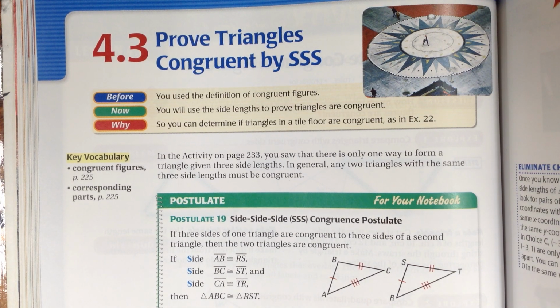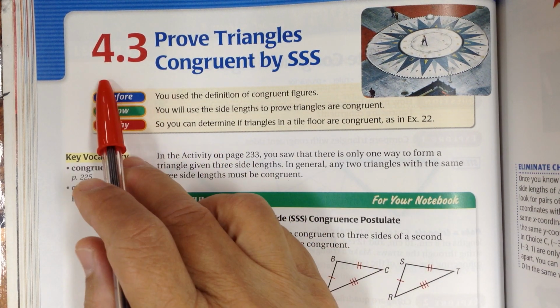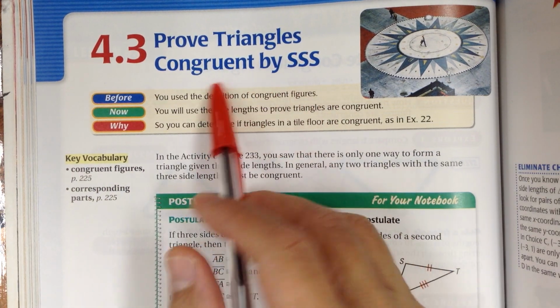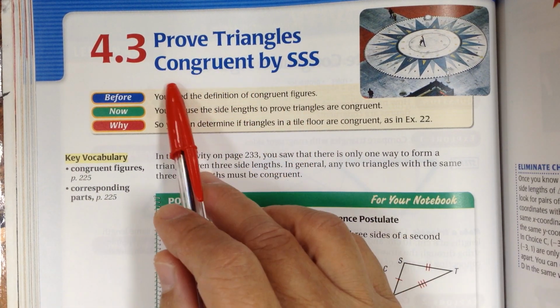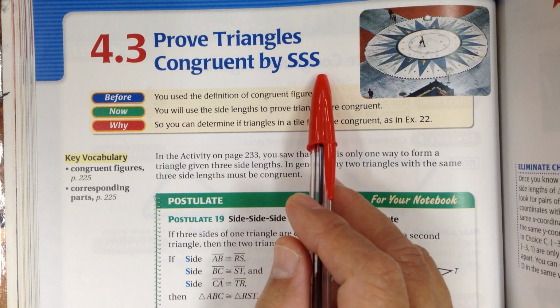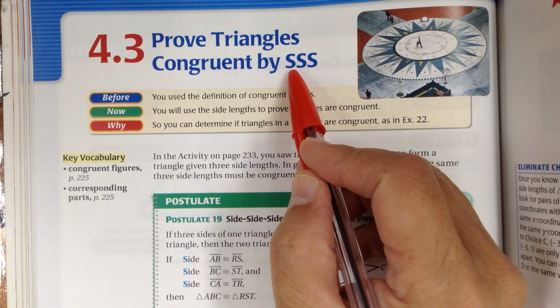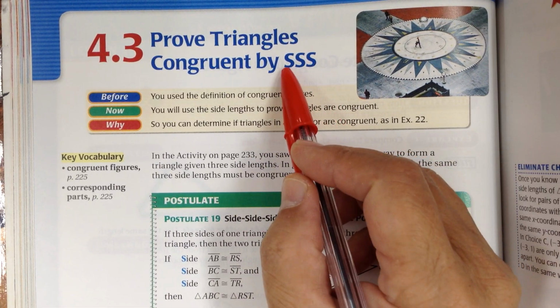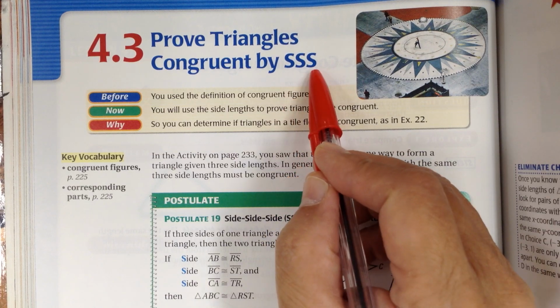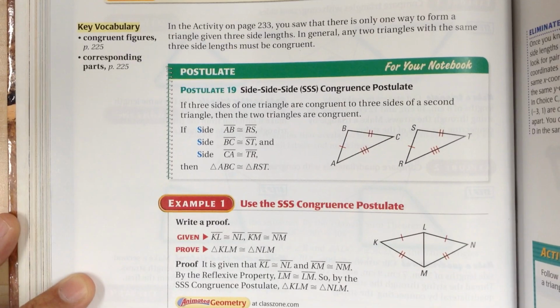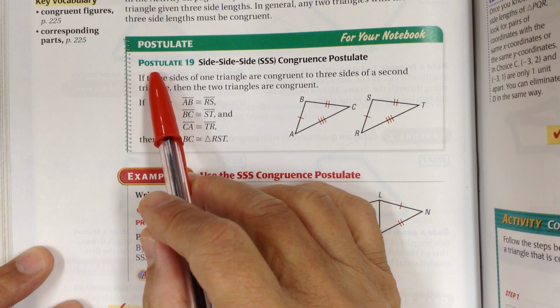Let's go to page 234. This is lesson 4.3, and this lesson is to prove triangles congruent by SSS. Now the S stands for the side of a triangle, so SSS means side, side, side. Okay, so let's go over the postulate.